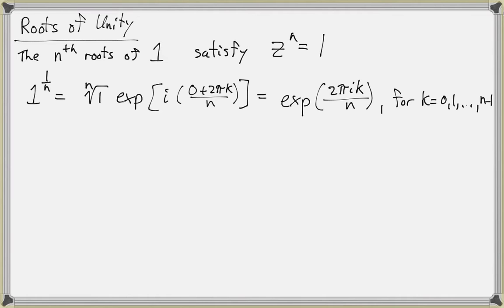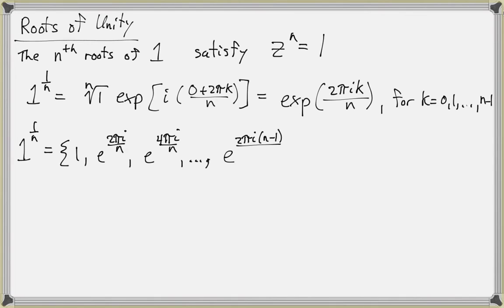So we can list the set of nth roots of unity as the set: when k equals 0, this just simplifies to the number 1. And then we get e^(2πi/n), e^(4πi/n), all the way up to e^(2πi(n-1)/n). And these roots of unity are typically written as powers of ω_n, where ω_n is the primitive nth root of unity.